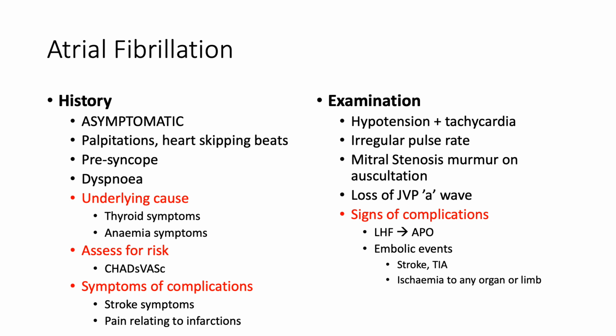So does their limb look ischemic? Do they have signs of acute pulmonary edema, so bibasal crepitations? Do they have fluid on their legs? Do they have a facial droop, or they're not using their arms or the legs, or they can't see anymore? Those things should be relatively apparent, but you can make a note of it.